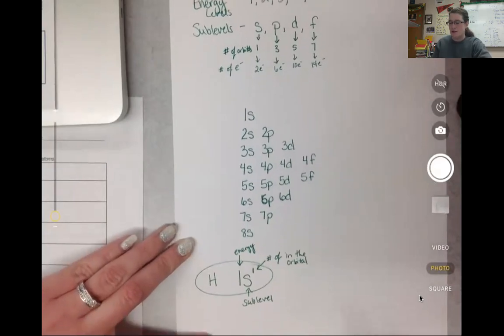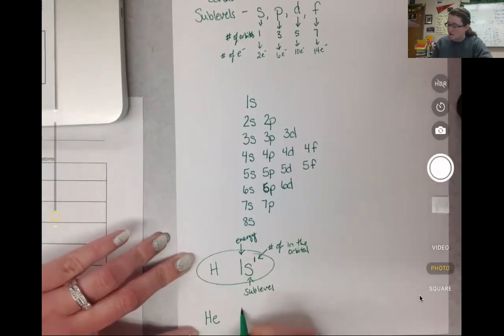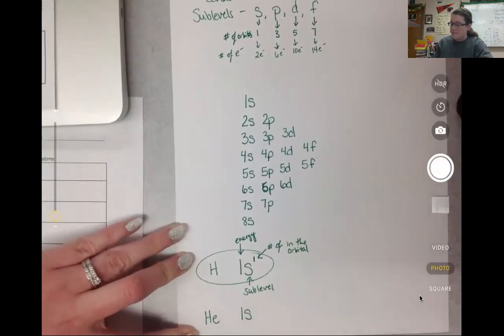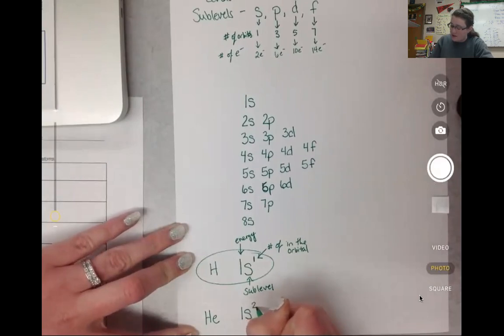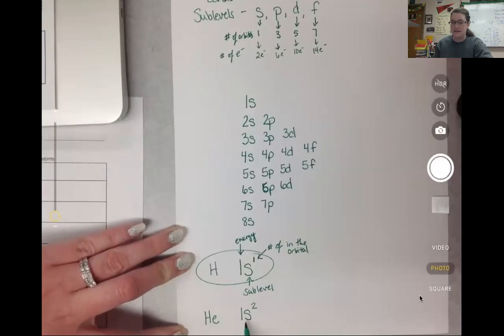All right, so let's say we moved on to helium. Helium has 2 electrons, and so it's going to fill the 1 energy level first. It's going to fill the S sublevel, and remember, each S sublevel can hold 2 electrons, and so those 2 electrons are going to go into the S sublevel.